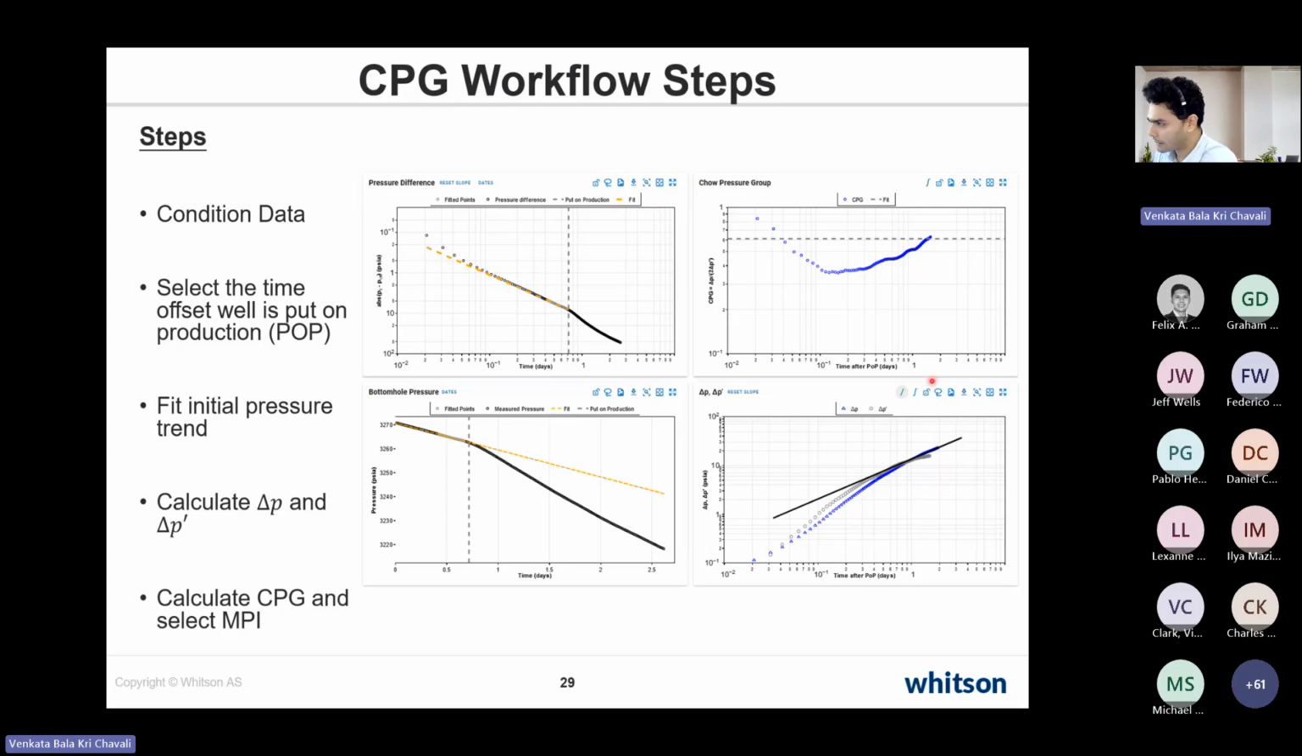So most typically what I've seen is people like to look at CPG values at 24 hours. So that's going to be at your 1 mark, and 2, which is basically your 2 days after the source well or the offset well is put on production. Okay, time after POP. So we calculate that. We calculate the delta P derivative. We calculate CPG and MPI. That's going to be pretty much how we go about this analysis.